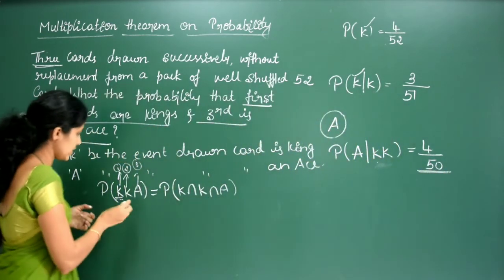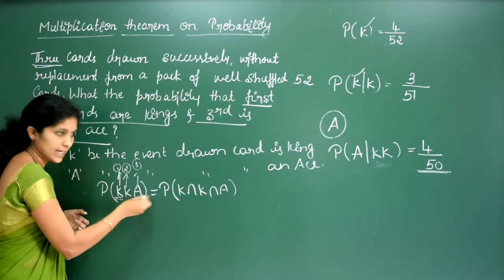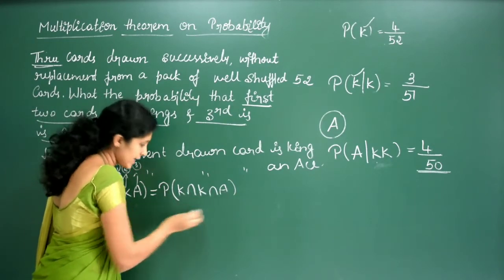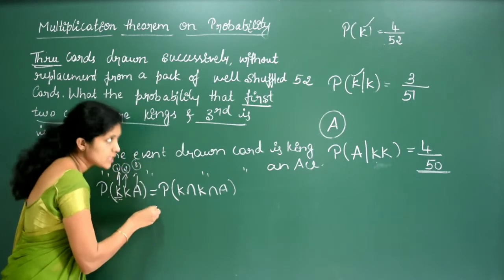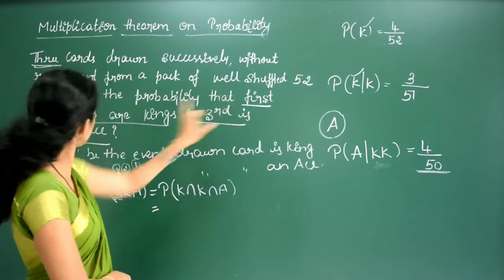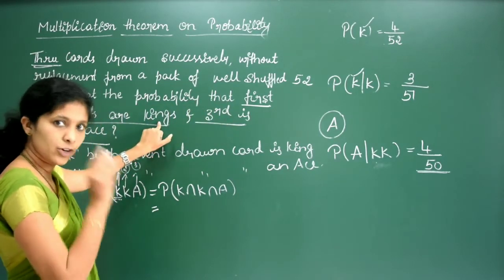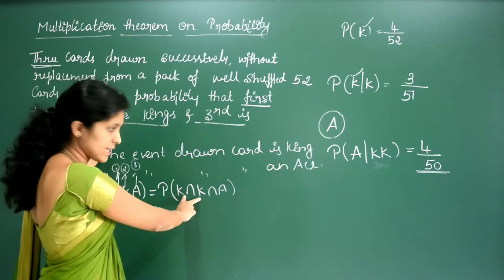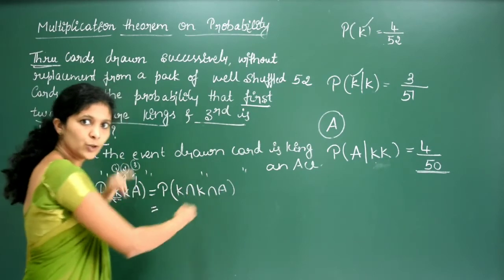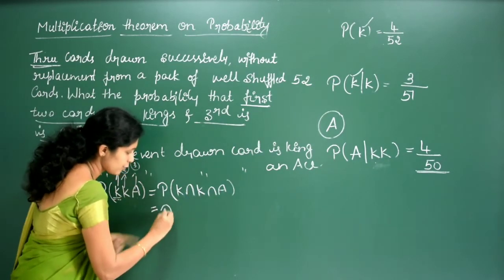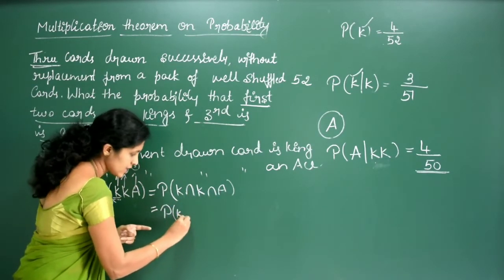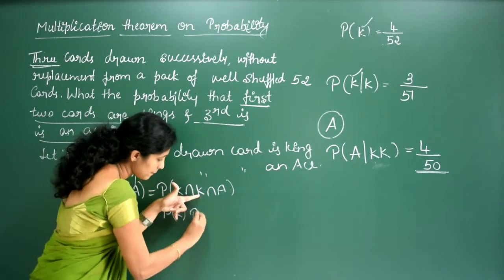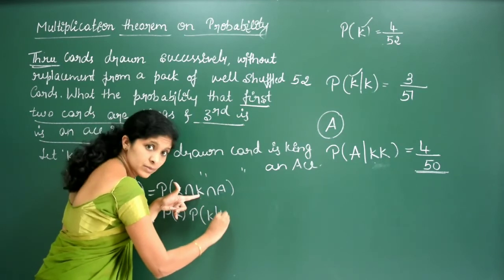Or else what you do is, here P of K, K, A can be written as P of K intersection K intersection A. Better you write the formula first. See this one. Here the probability that the first 2 cards are kings. First should be 2 kings, so K and K. Then the third one should be an ace, so intersection with A. So what will be the formula? We can write this as first P of K. Next will be P of K, but K has occurred, so I can write P of K by K.